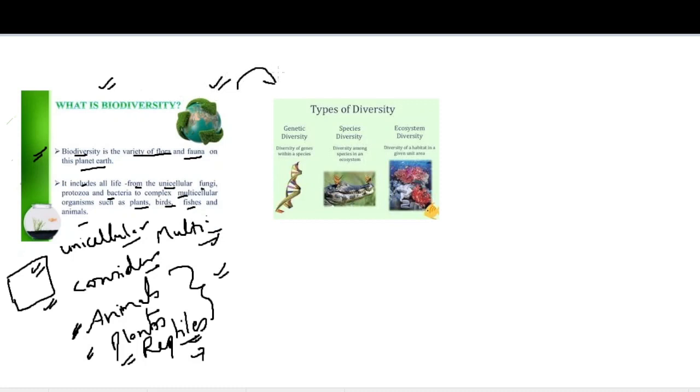Now, moving to the different types of biodiversity. There are three types. The first one is genetic diversity, the second is species diversity, and the third is ecosystem diversity. Now, we will understand every part of this. First is genetic diversity.